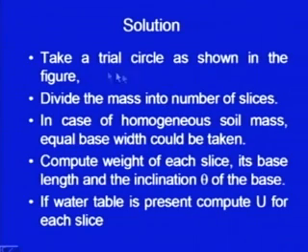So, the solution consists of taking a trial circle as shown in the figure, as I discussed, then dividing the mass into a number of slices as per our convenience. In case of homogeneous soil mass, equal base width could be taken. You can take equal base width even now and do the computations, but there will be a little bit more computation. Then compute the weight of each slice, meaning W, its base length, meaning the length of the failure surface for that slice, and the inclination theta at which that base is inclined with the horizontal.